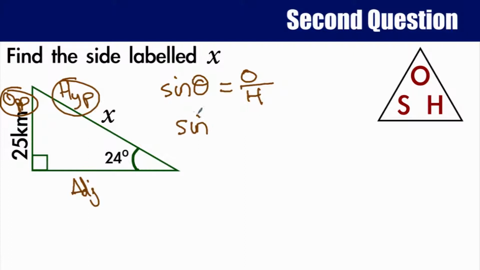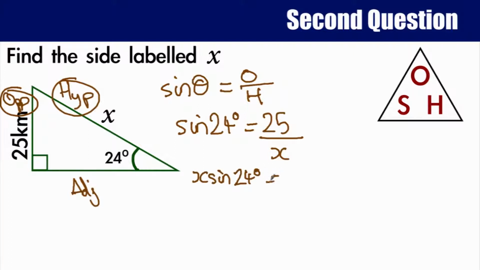So we'll have sine of the angle, which is 24 degrees, equals opposite, which is 25, over the hypotenuse, which is x. Now the rearrangement gets a bit complicated here, but in the algebraic sense what you want to do is times x on both sides, so we've got x sine 24 degrees equals 25, then divide both sides by sine 24. So we'll then have the answer x equals 25 over sine 24 degrees.